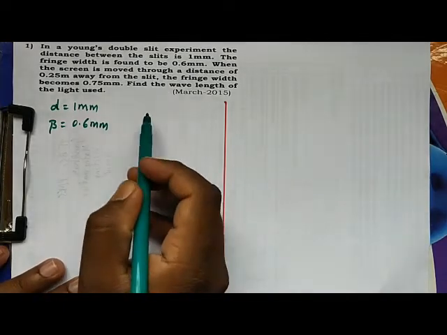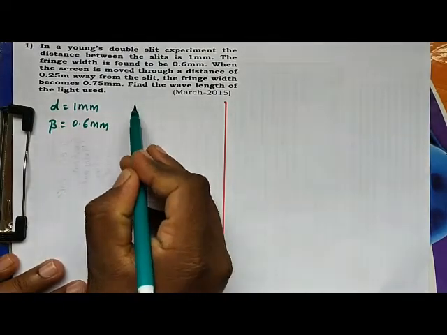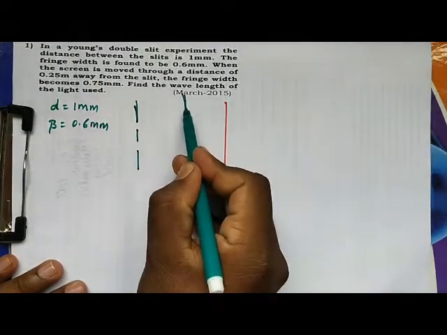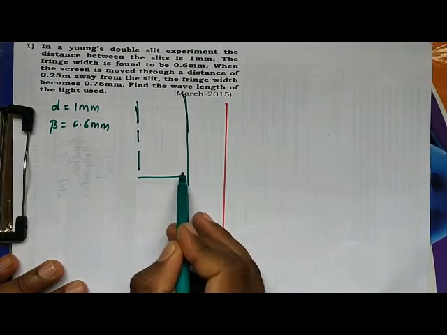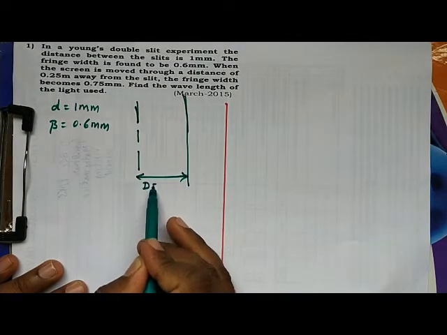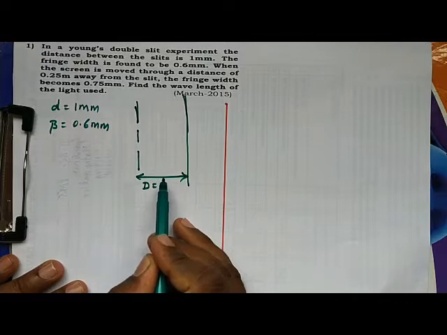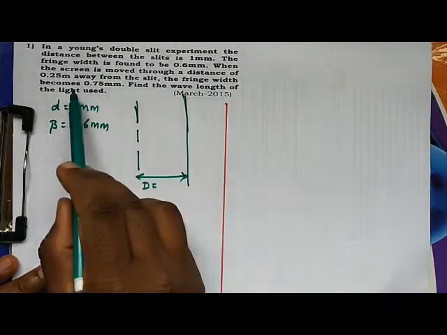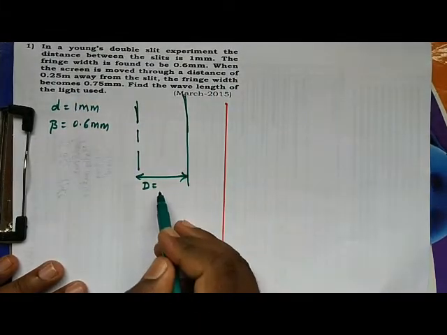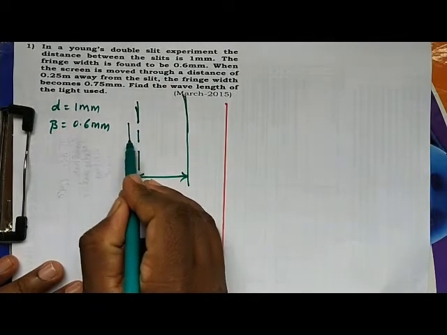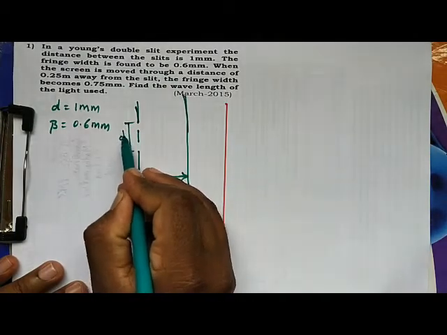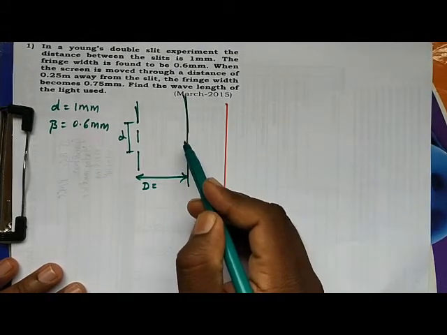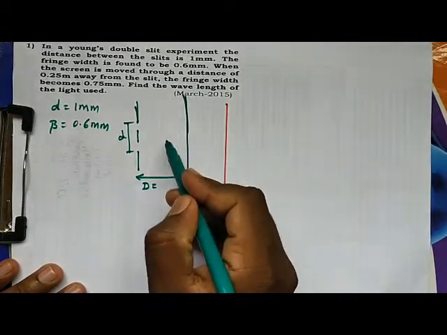If you consider this as Young's double slit experiment, we have 2 slits, and here we have the screen. The distance between slit and screen is given. The screen is moved through a distance away from the slit; I will explain about that distance later. The distance between these two slits is the small letter d. Here we are going to observe the interference pattern.